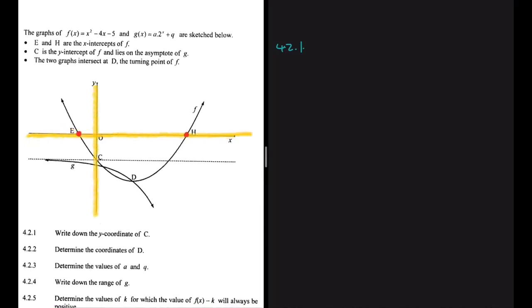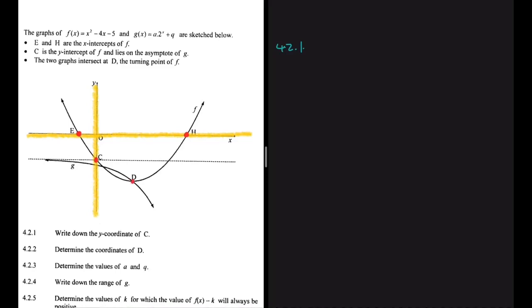And then C is the y-intercept of f. So we have C here being the y-intercept of f, and it lies on the asymptote of g. Okay, C is the y-intercept and it lies on the asymptote of g. The two graphs intersect at D, so they're intersecting here at D, the turning point of f.